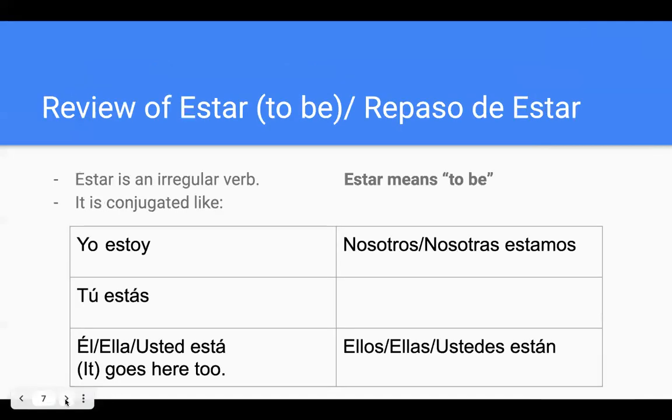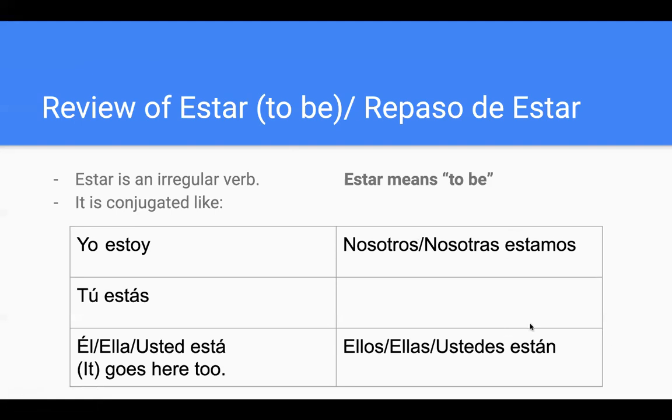All right. So just over the review of estar, which means to be, because we've been using that with our prepositions. I have here estar is an irregular verb. And I have it conjugated like this. So the easiest way to conjugate verbs is to make this little chart. This is what I've always done. And you see how our subjects are right here. We put the subjects in each of their own boxes, and you can see that the forms are all different.